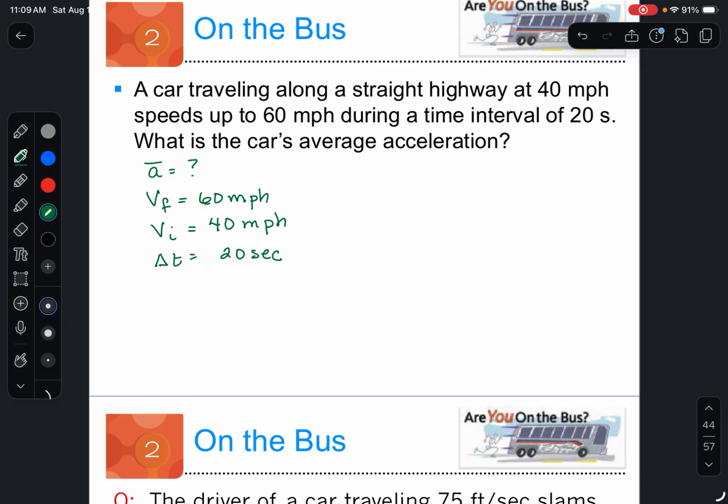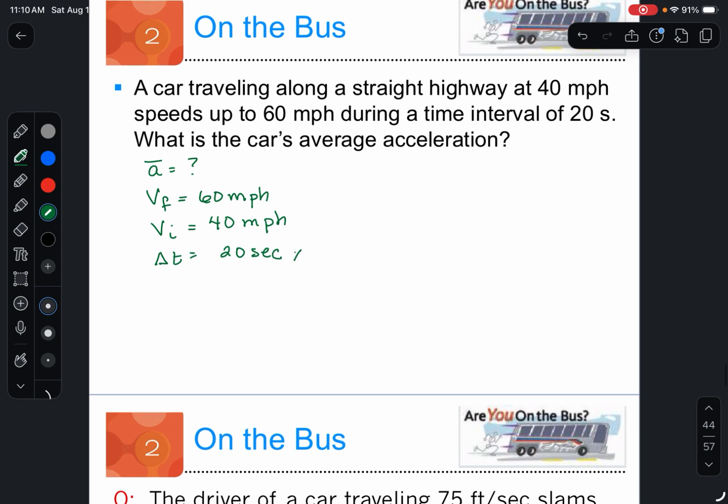Now, because we have our velocity in miles per hour, we're going to want to put our time in hours. So we've got to do a little conversion. Remember from chapter 1, we had 20 seconds, and we're converting to hours. In a minute, we have 60 seconds, and in 1 hour, we have 60 minutes. So our seconds cancel, our minutes cancel, and that's going to leave us with 5.6 times 10 to the minus 3 hours.